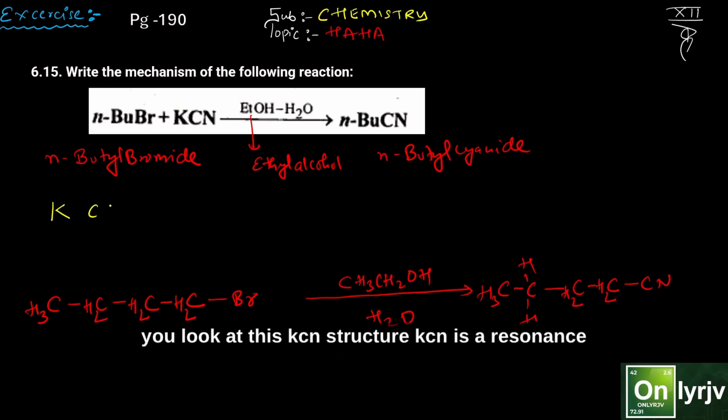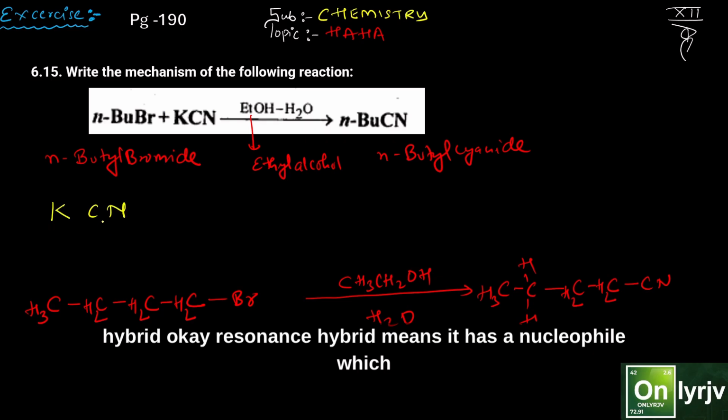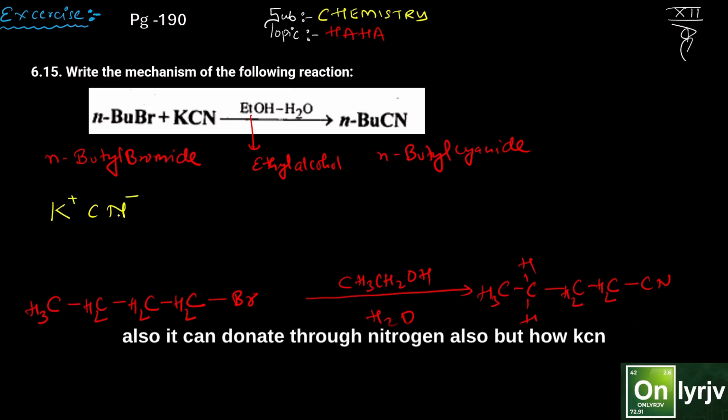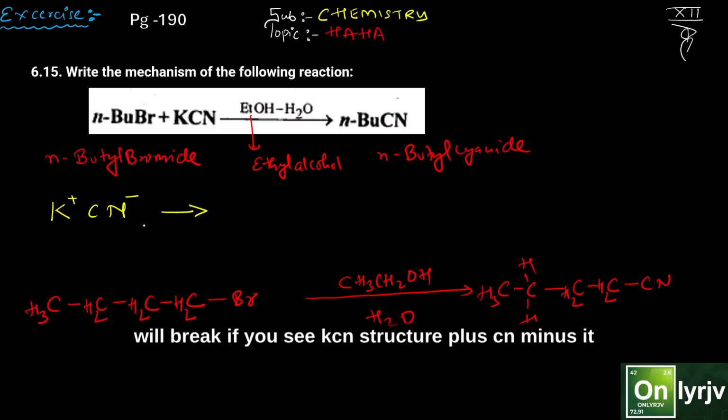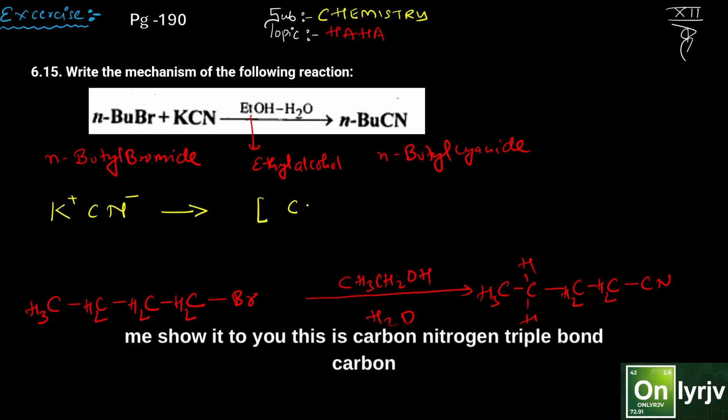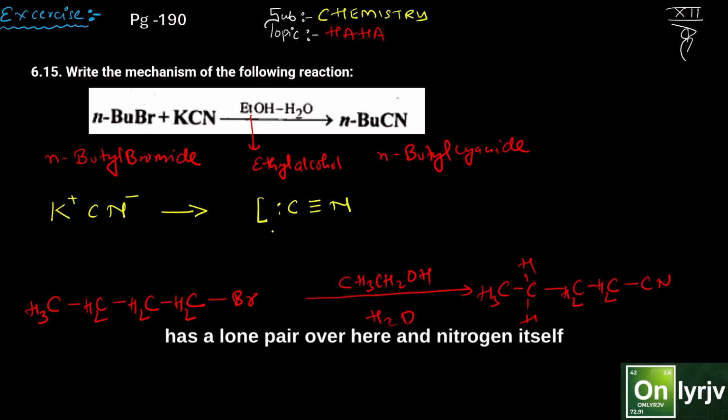If you look at the KCN structure, KCN is a resonance hybrid. Resonance hybrid means it has a nucleophile which is ambidentate. Ambidentate means it can donate through carbon also, and through nitrogen also. But how will KCN break? KCN is K+ and CN-, and it will break in this way, and in that CN- also there is a resonance. Let me show it to you. This is the carbon nitrogen triple bond. Carbon has a lone pair over here, and nitrogen itself also has a lone pair.